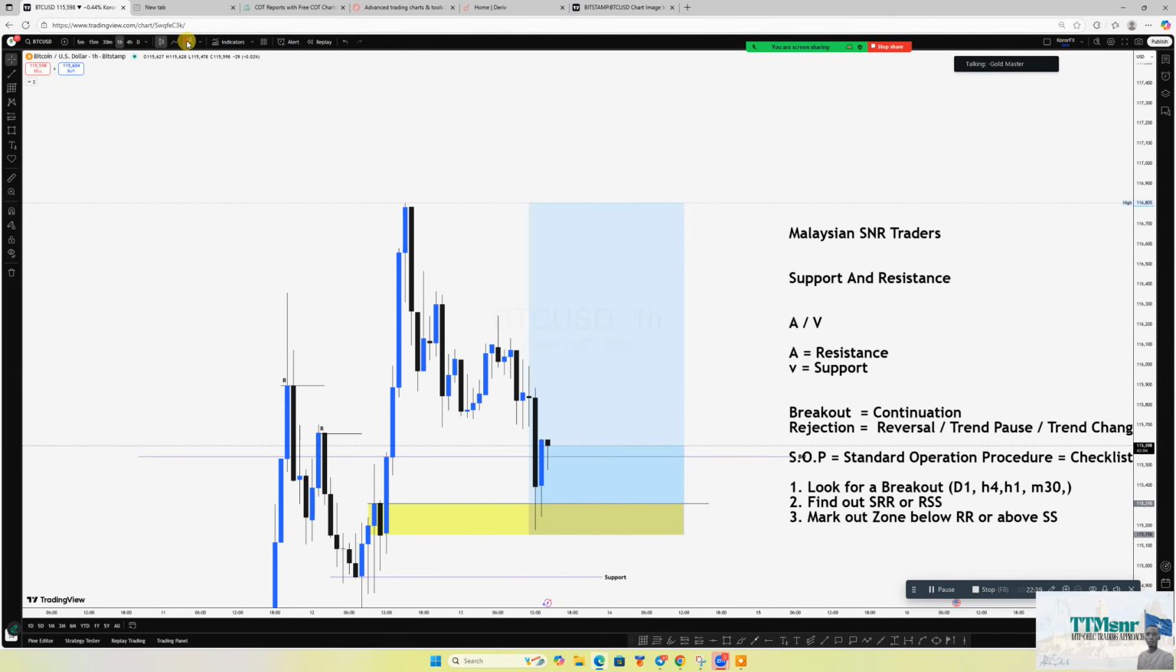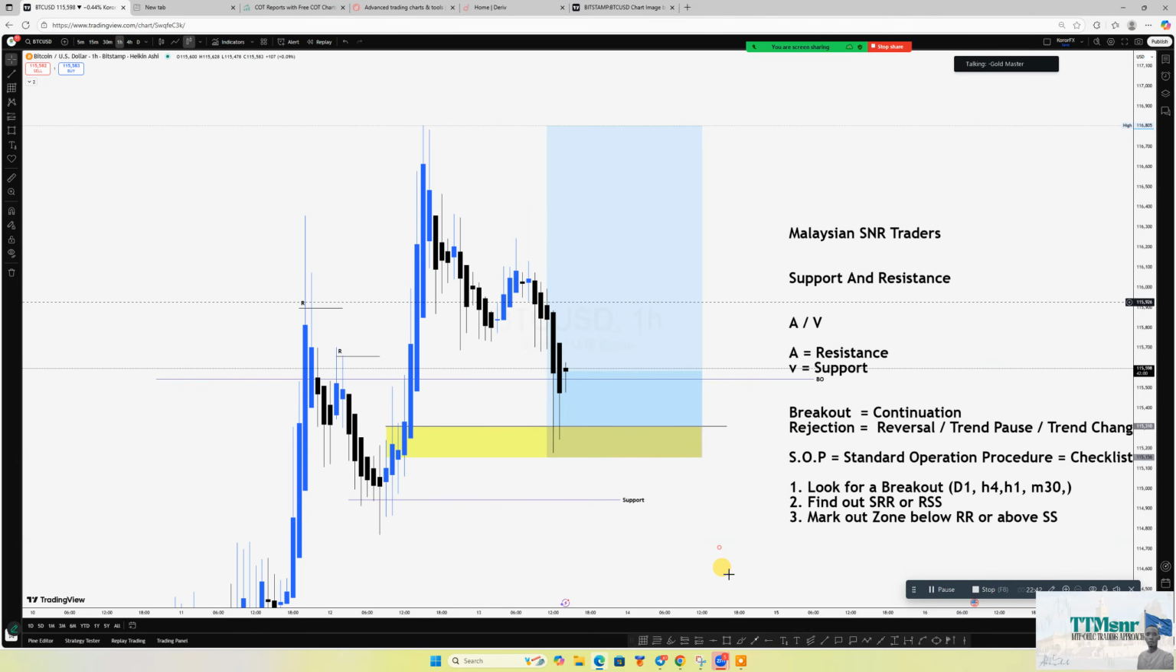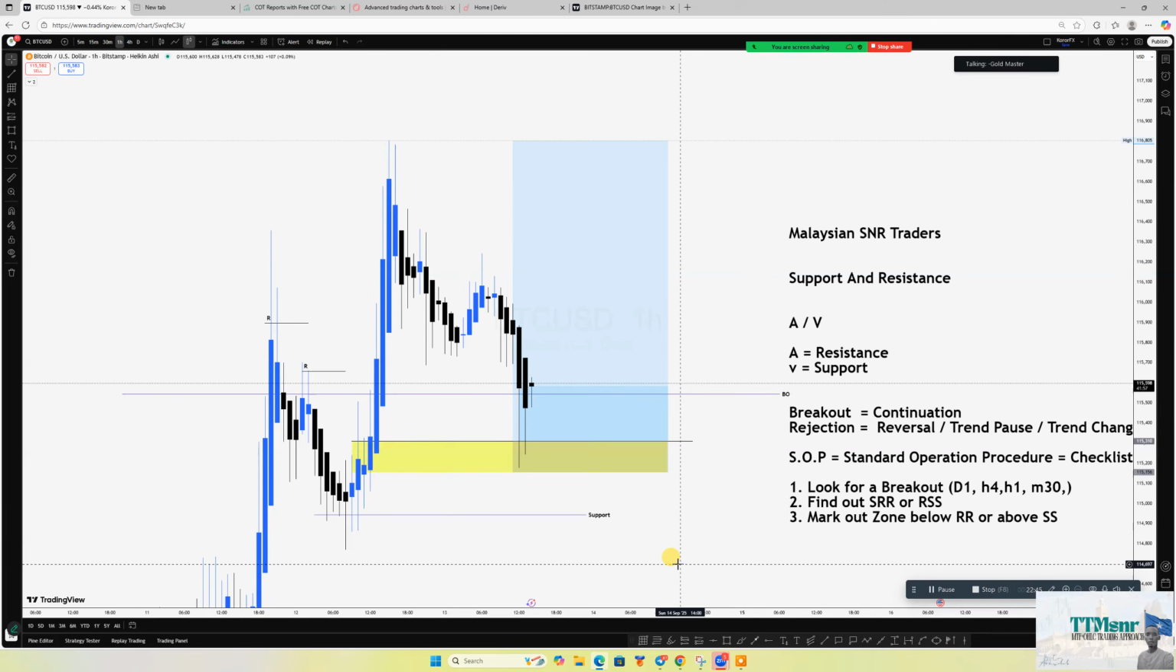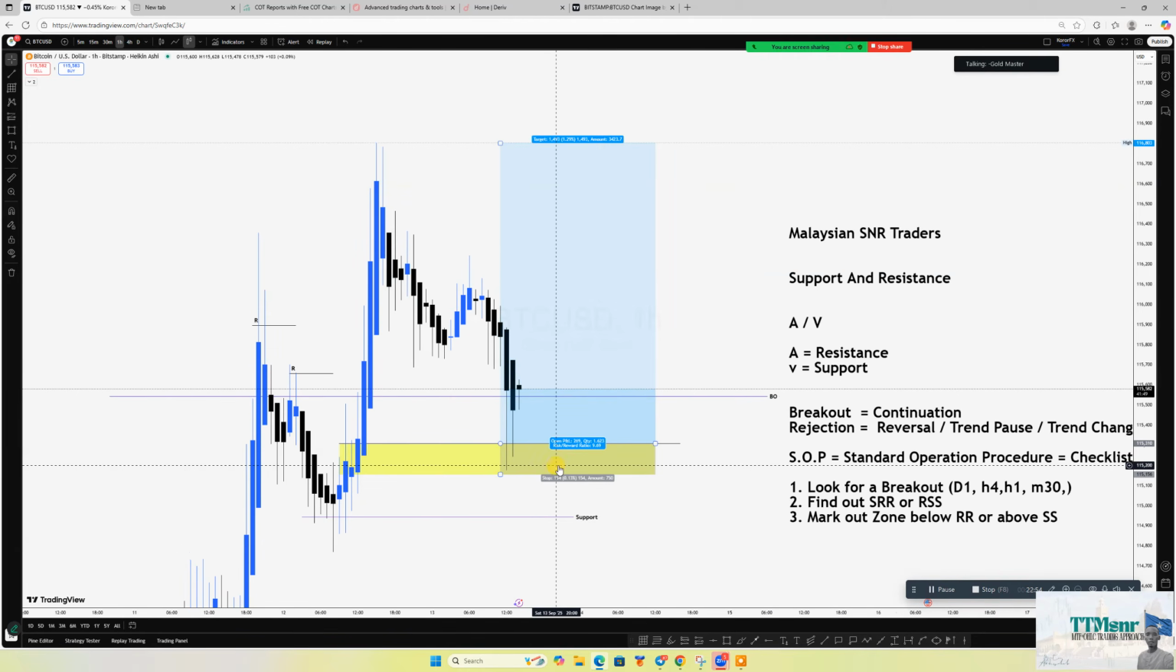Switch to any candlesticks you want. I hope that's very simple. So easy, right? So easy. So that's what I have for you. It's very easy, guys. No complications.